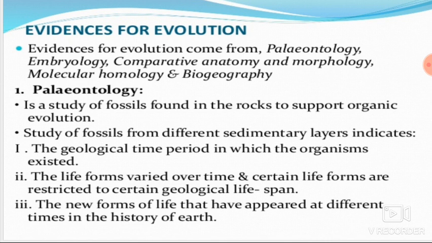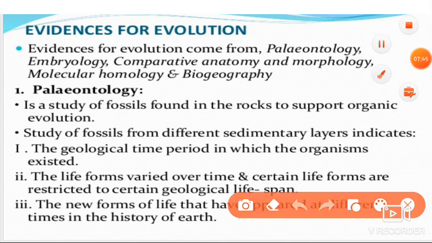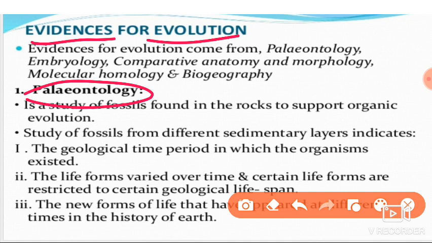For the evidences of evolution, we have fossils. Different types of evidences are there. First, paleontological evidences, which are nothing but fossil evidences. We can find embryological evidences, comparative anatomy and morphology, and then molecular homology and biogeography. These are all the evidences for evolution, and we will study them one by one.